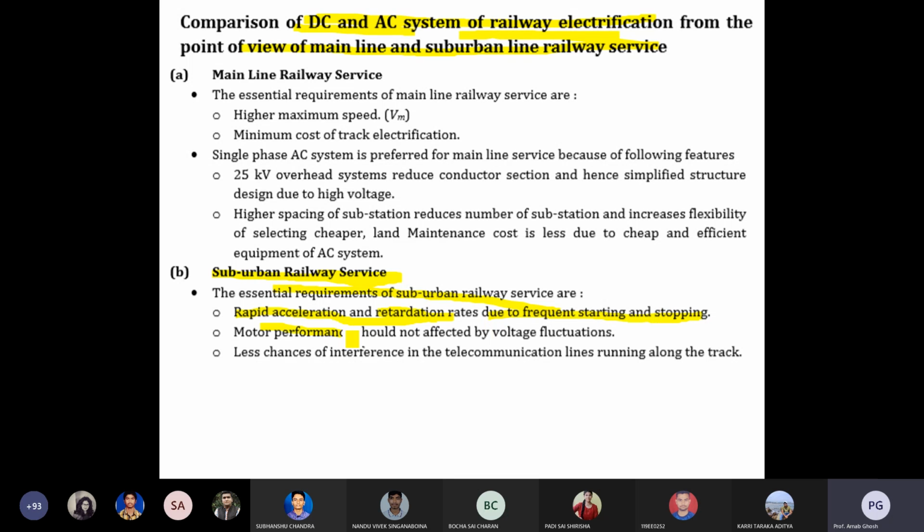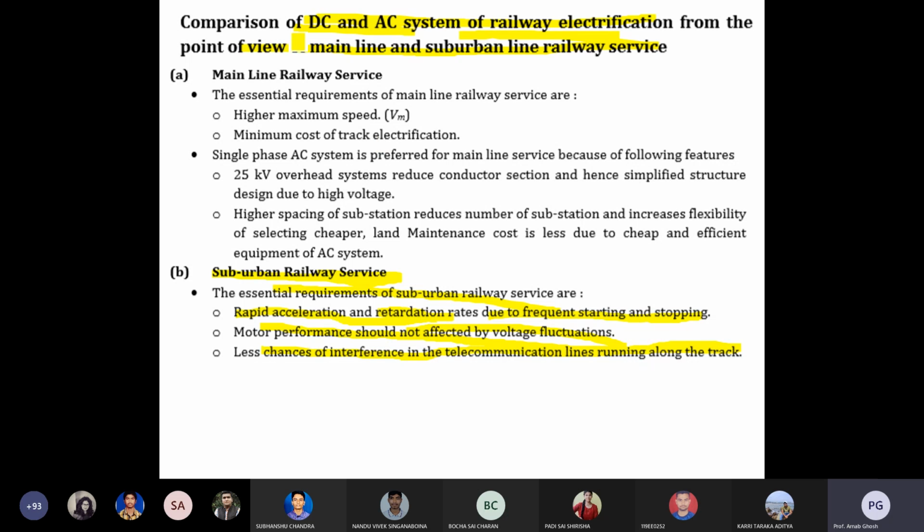Motor performance should not be affected by voltage fluctuations. There is a chance of voltage fluctuations, since a lot of trains run on the same track and take huge loads. Still, you are providing that regenerative power, but the chances are there. There should also be less chance of interference with the telecommunication lines running along the track.